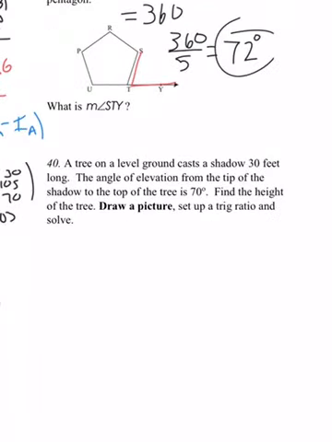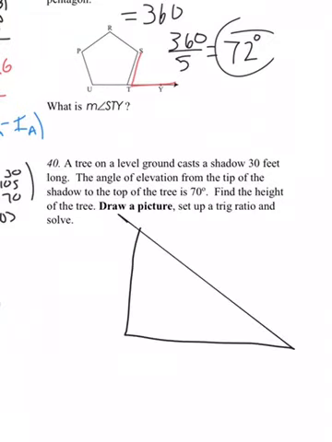And the last question here, a tree on level ground casts a shadow of 30 feet. The angle of elevation from the tip of the shadow to the top of the tree is 70 degrees. Find the height of the tree. Angle of elevation, shadow, how tall is the tree? So again, we're going to be using trig.